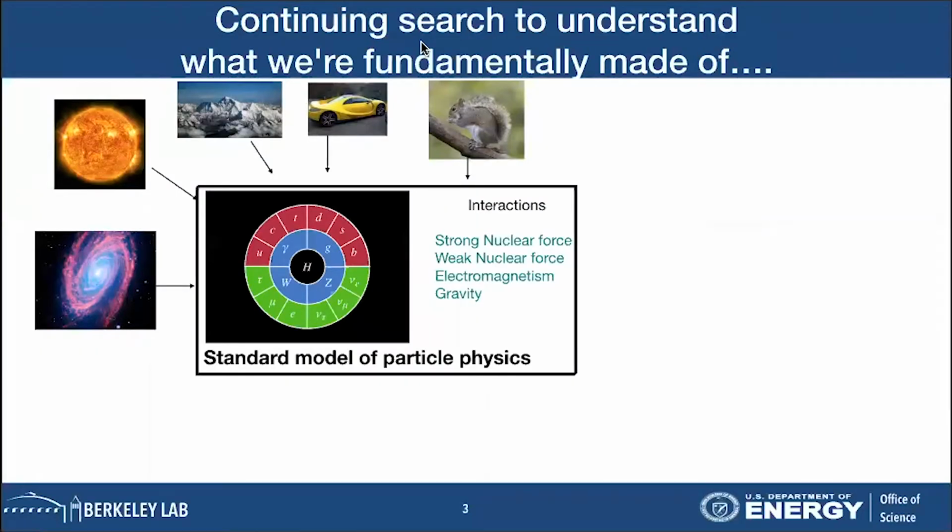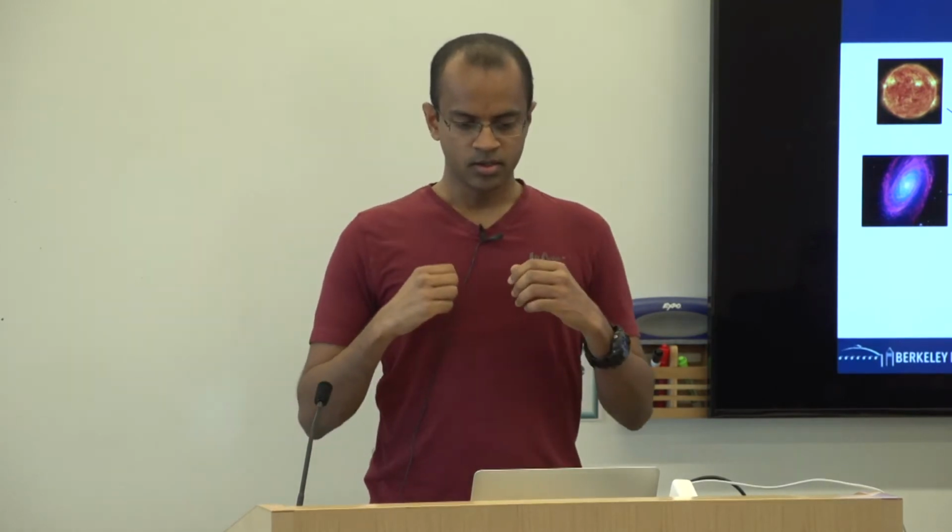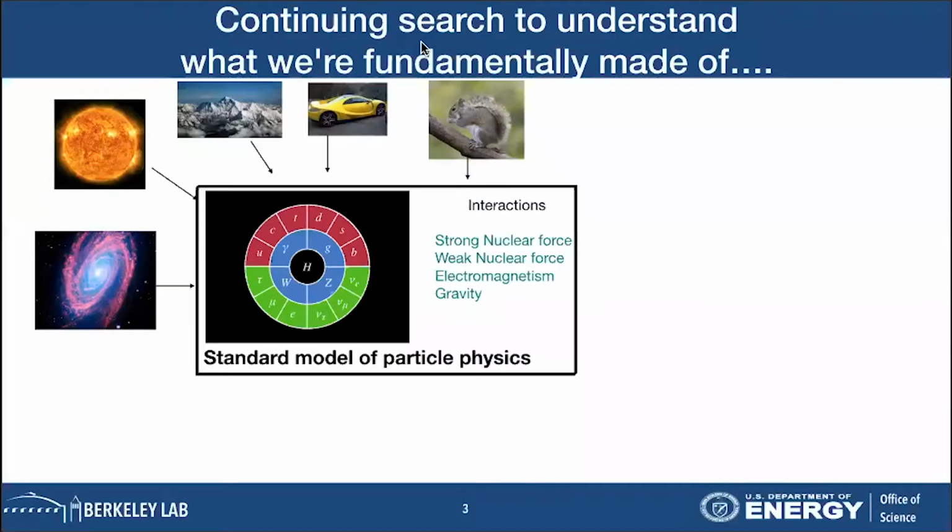The goal of particle physics is to understand what we're all fundamentally made of. And we now know that everything around us is made of a few particles put together in different ways. This is called the standard model of particle physics, and it has these particles and these four fundamental interactions, and it explains the world around us very well.